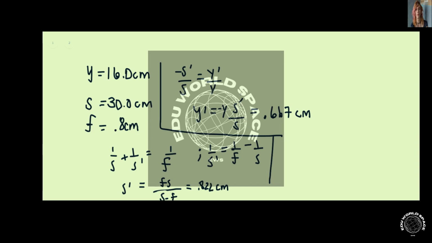And then if I go ahead and redo this calculation, let's see what I get. So 0.822 divided by 30 multiplied by 16. I get 0.438 centimeters. So let me revise that.